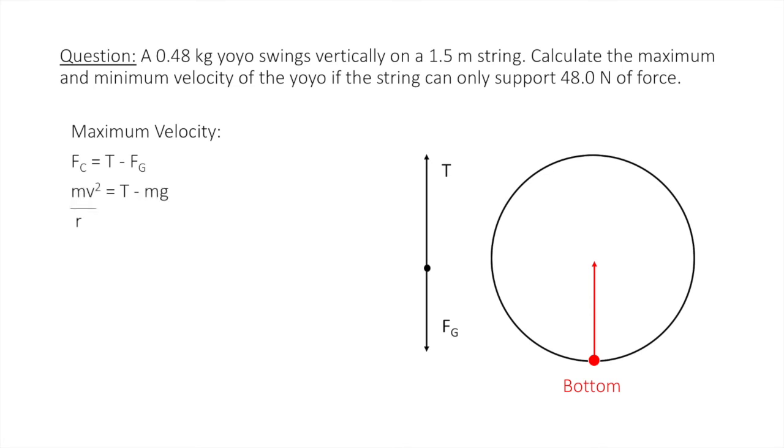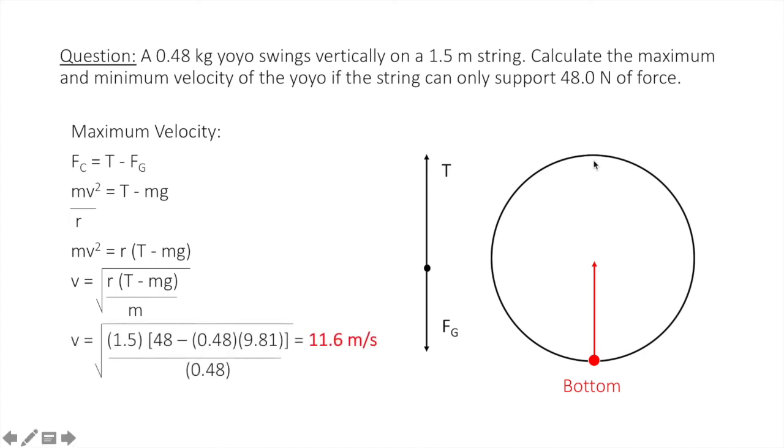Next, rearrange the equation for v by multiplying both sides by the radius, dividing out the mass, and square rooting your equation. When calculating for maximum velocity, there isn't much that you can cancel. You need to account for tension though, in your equation, because the string will snap if you exceed the maximum allowed tension. Your final equation should be the square root of r multiplied by T minus mg, divided by m. Now, all you have to do is plug in the missing values, which should give you v equal 11.6 meters per second.